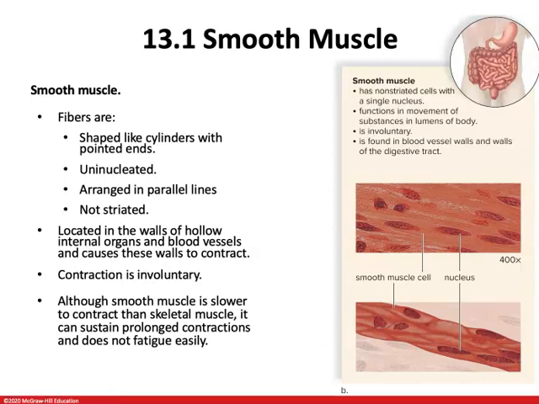We are going to see this smooth muscle located primarily in the walls of hollow internal organs and blood vessels, and it's going to be responsible for causing those walls to contract, like your stomach, your intestines. The contraction of these muscles is involuntary, meaning that you do not have any conscious control over these muscles. Smooth muscle is slower to contract than skeletal muscle. It can sustain very prolonged contractions and doesn't really get tired easily. This is why you can spend hours digesting your food and not have your stomach be sore the next day.